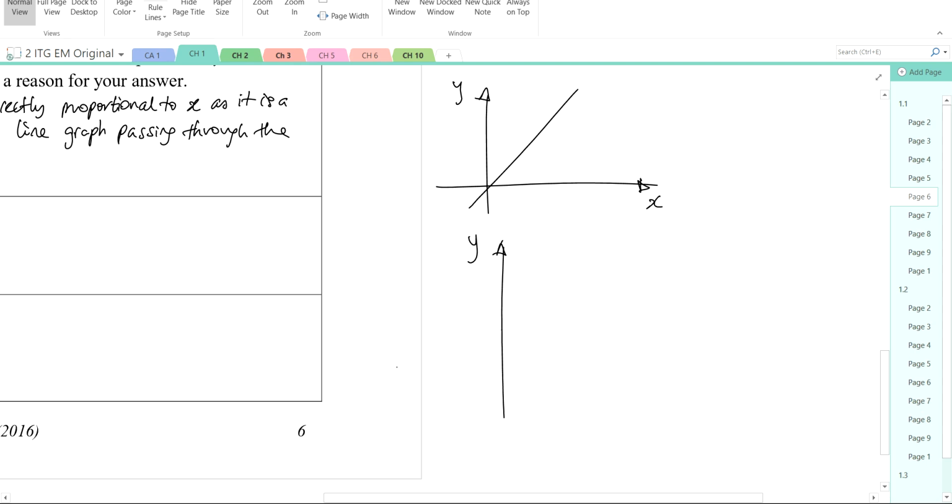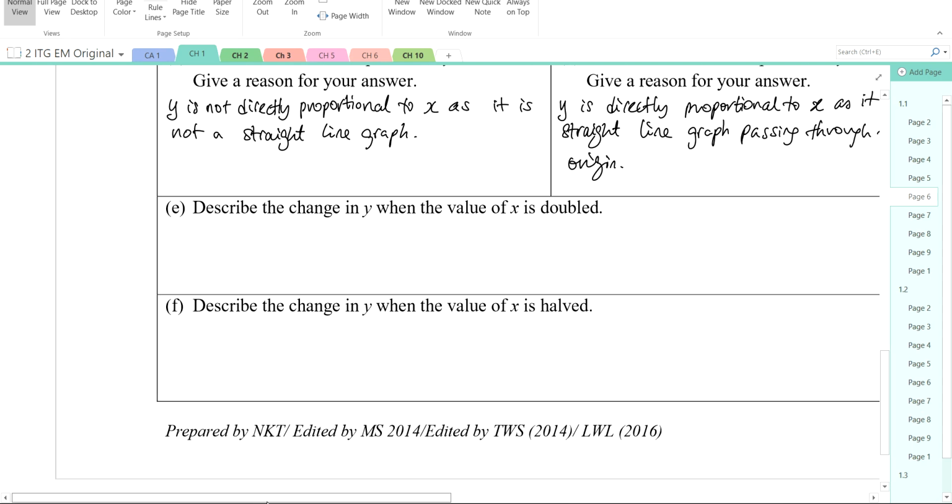Okay. Last example, how about this? Is it directly proportional? Yes or no? Why not? It's a curve, it doesn't pass through the origin. How about now? Is it directly proportional? No, why? Because it's a curve. Okay, good. So let's fill out the next two blanks.